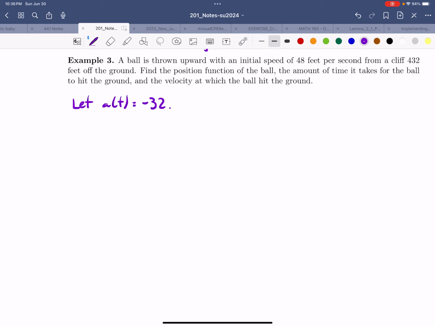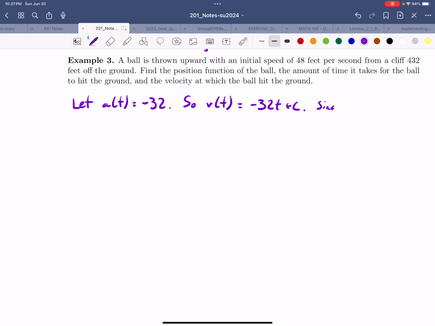So, okay, I guess we know that. So we throw the ball up with an initial speed of 48. If we know the acceleration, we know the velocity of the ball. To be clear, we're finding the position function of the ball, right? So we're going to find the velocity, then we're going to find the position. Anti-differentiate twice, right? The velocity is going to be negative 32t plus c.